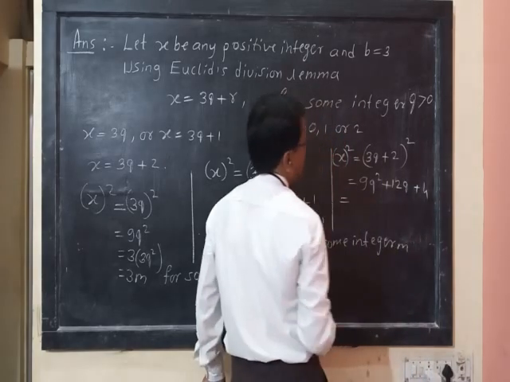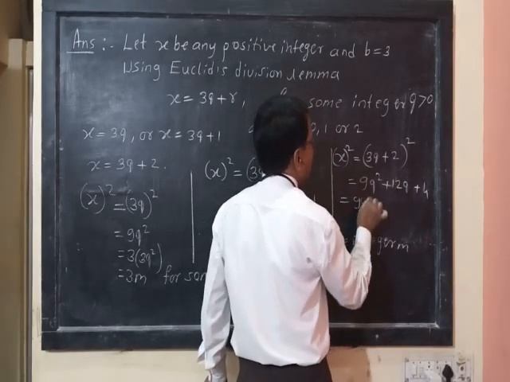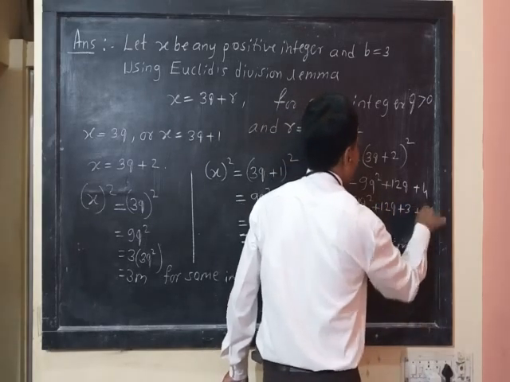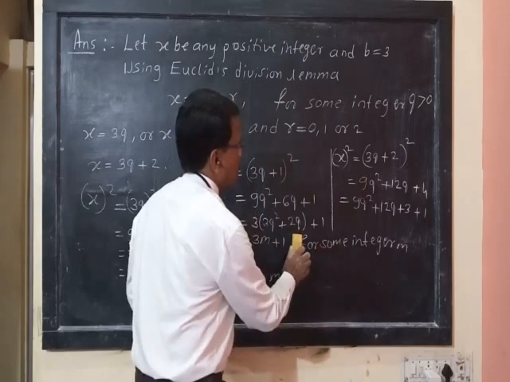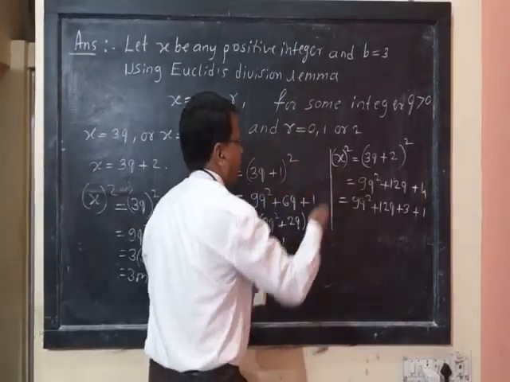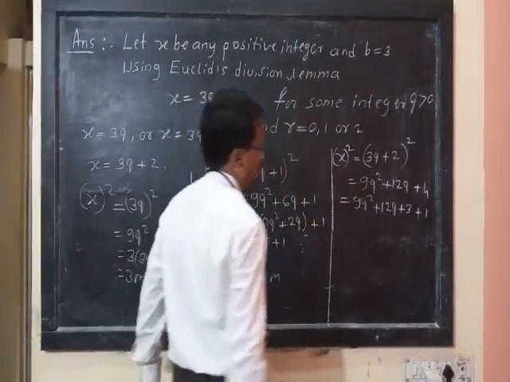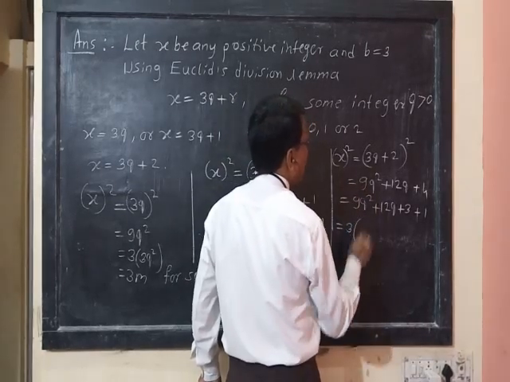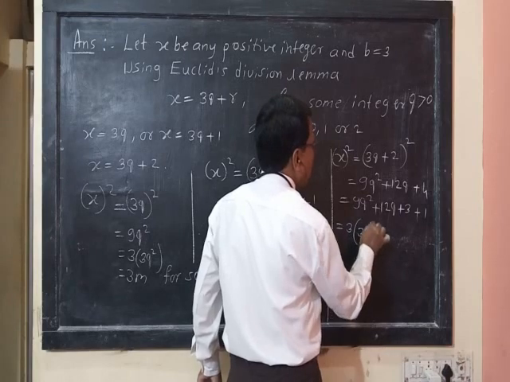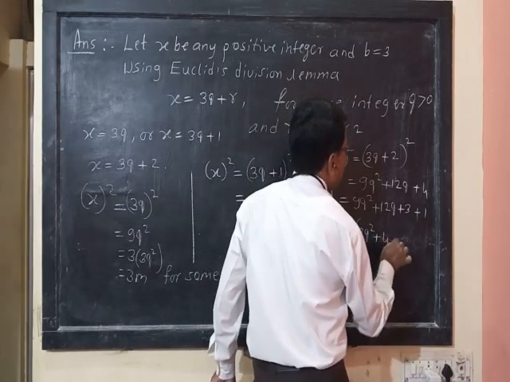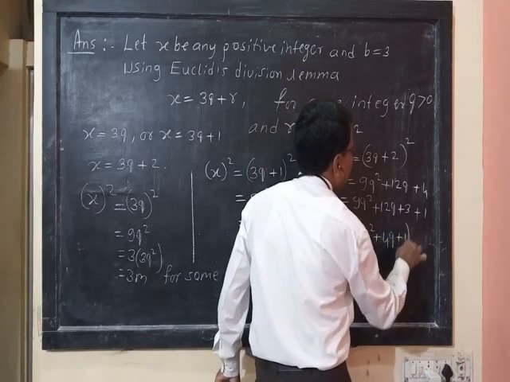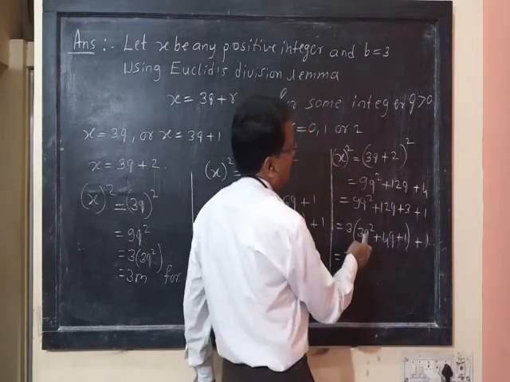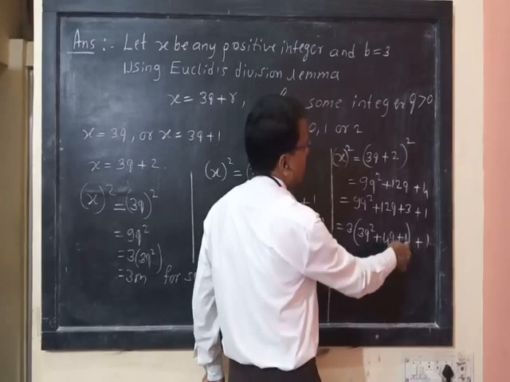Now I will rearrange these terms. 9q square plus 12q plus 3 plus 1. So space is not there, I am going to erase this part. Here I'll take 3 common. If I take 3 common, 3q squared plus 3 4s are 12, so 4q plus 1, plus 1. This is equal to 3 times (3q square plus 4q plus 1).